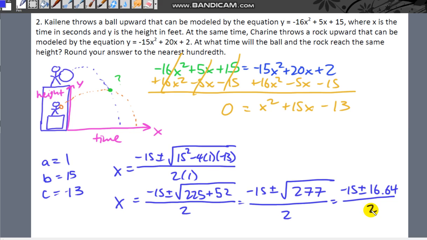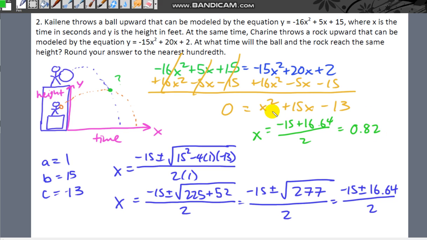What we have here, as you can see, is two possible solutions that can come out of this. I'm just going to write this up here because I'm running out of room. So we have x equals negative 15 plus 16.64 divided by 2. Negative 15 plus 16.64 is going to be 1.64. Divide that by 2, and that's going to be about 0.82.